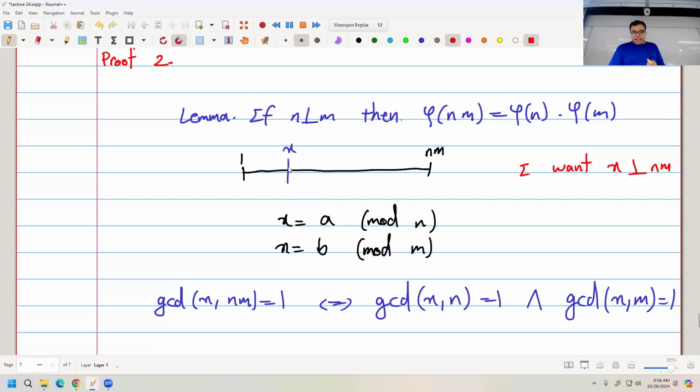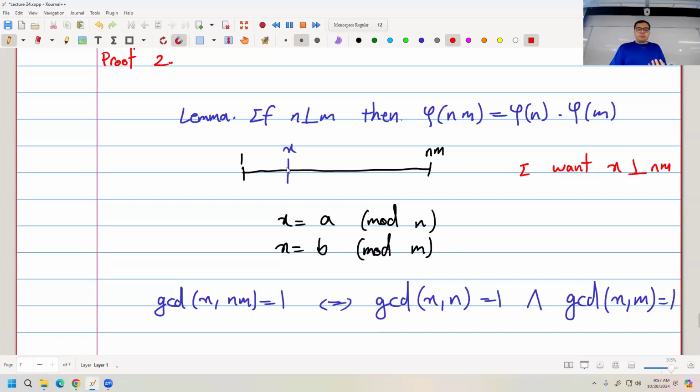So if I pick an x that is relatively prime to nm, I will get an a that is relatively prime to n, and I will get a b that is relatively prime to m. Vice versa, if I take an a that is relatively prime to n and a b that is relatively prime to m, then the GCD of x and nm is going to be 1. So if I want to pick exactly those x's that are relatively prime to nm, I have to pick exactly those a's that are relatively prime to n and exactly those b's that are relatively prime to m.